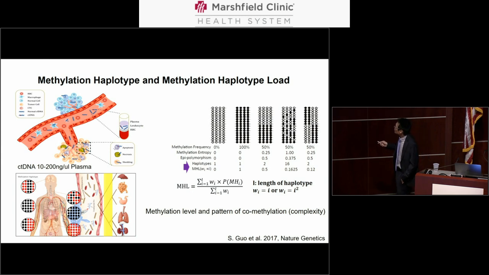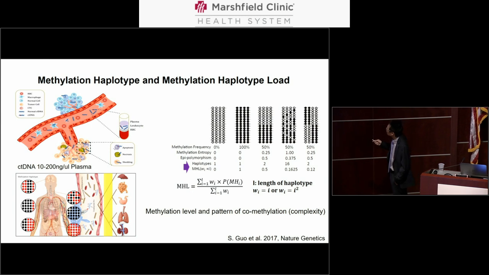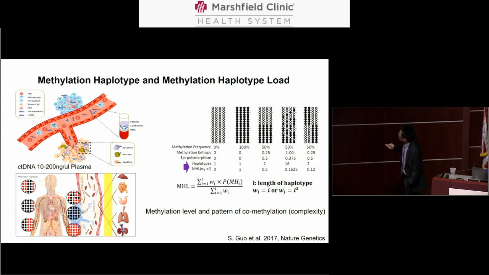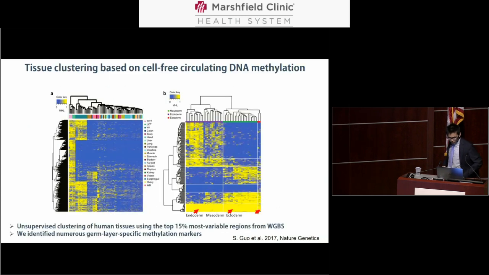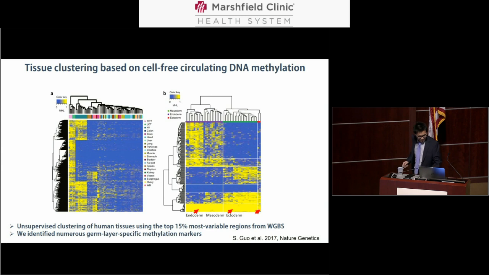So we proposed a new metric. We call it the methylation haplotype load, and this is the formula for our method. We found this method is quite good because it gives a different value for different situations: 0, 1, 0.5, 0.16, and so on. Any different situation will have a different value so that we can tell all the differences between them. So sorry, we need to go fast.